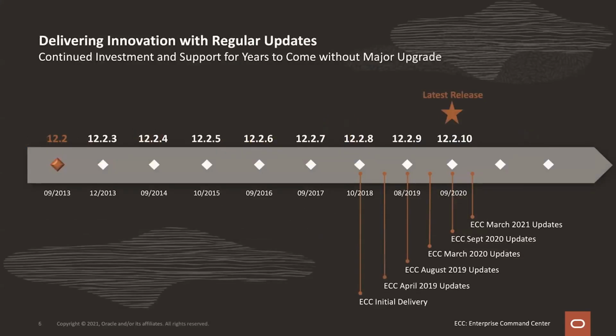Now, to show you where this fits into our roadmap, we have delivered many annual updates now to our 12.2 release. That's the continuous innovation release that will go on for long-term Premier support. And we do those major updates that add features and functions once a year. But alongside that, we've been adding since fall of 2018 our Enterprise Command Center deliveries on about a twice a year cadence. And so this is the March 2021 update that came after the 12.2.10 release last September.